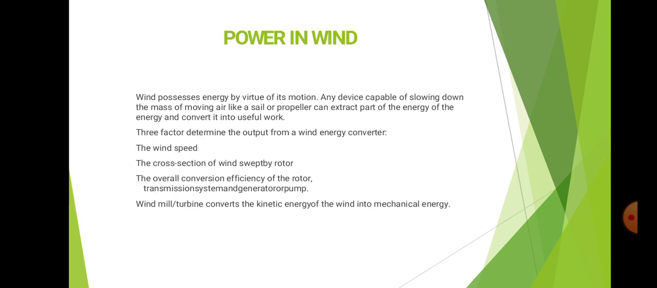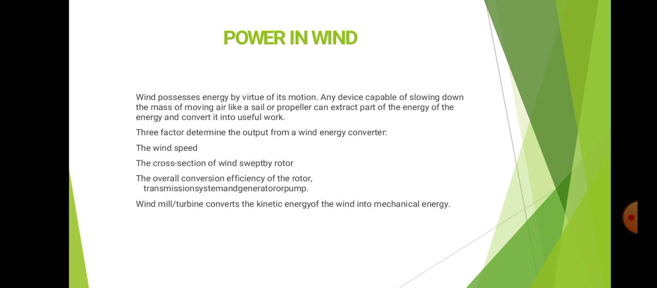How is power obtained from wind? Wind possesses energy by virtue of its motion. Any device capable of slowing down the mass of moving air, like a sail or propeller, can extract part of the energy and convert it into useful work.